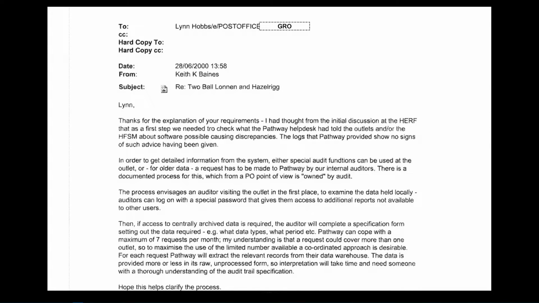It talks about a maximum of 7 requests per month, and I don't know if that ties in with the requests for ARQ data that investigators say they can only have so many requests. I don't know if it's per month or whatever. And do you recall that limitation on the number of reports that could be obtained from Fujitsu? I don't remember the number, but I know there was a limitation.